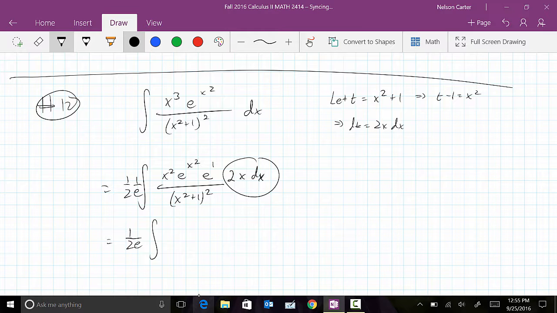So I believe this x squared is going to become t minus 1, and this becomes e to the power, because this is e to the power x squared plus 1, so that's just e to the power t, and then this is a dt now, and that's all divided by t squared.